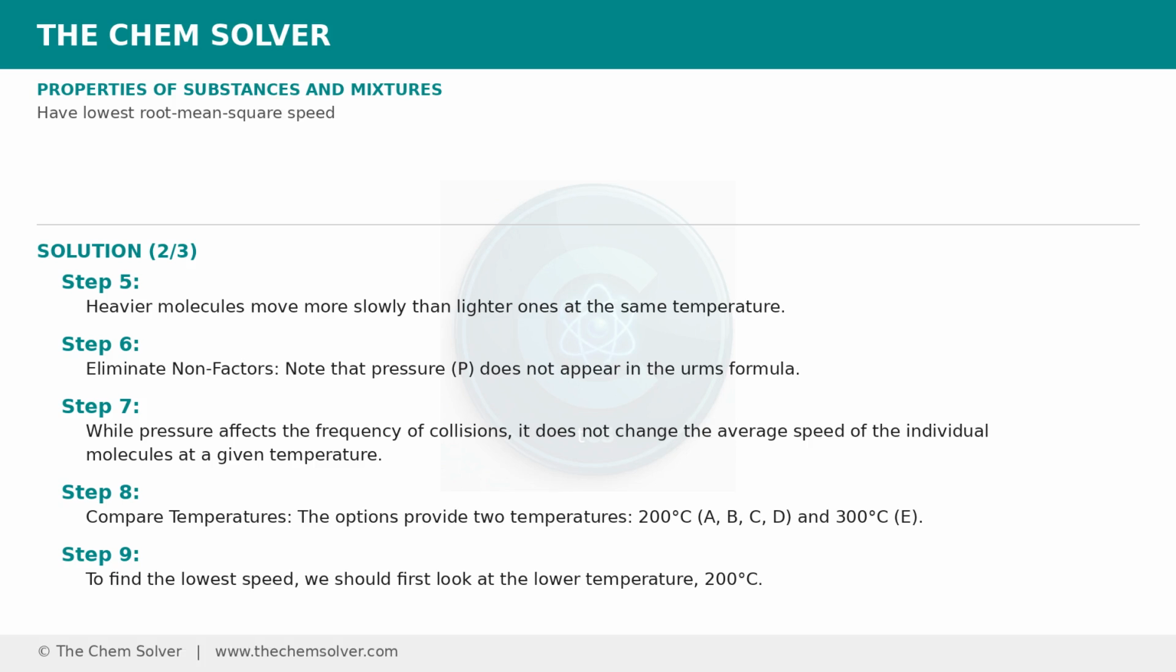Eliminate non-factors. Note that pressure, P, does not appear in the u_rms formula. While pressure affects the frequency of collisions, it does not change the average speed of the individual molecules at a given temperature. Compare temperatures. The options provide two temperatures: 200 degrees Celsius (A, B, C, D) and 300 degrees Celsius (E). To find the lowest speed, we should first look at the lower temperature, 200 degrees Celsius.